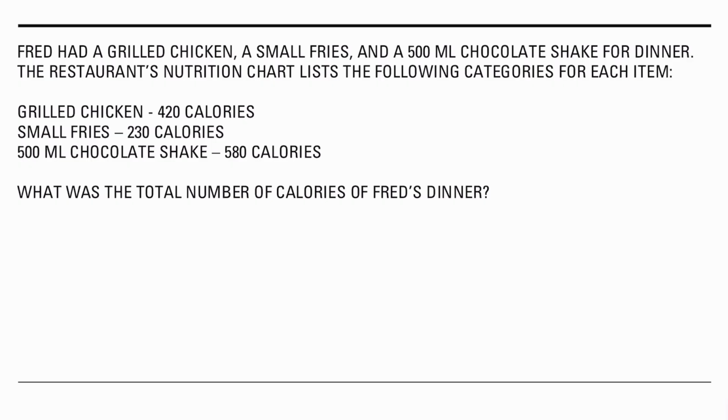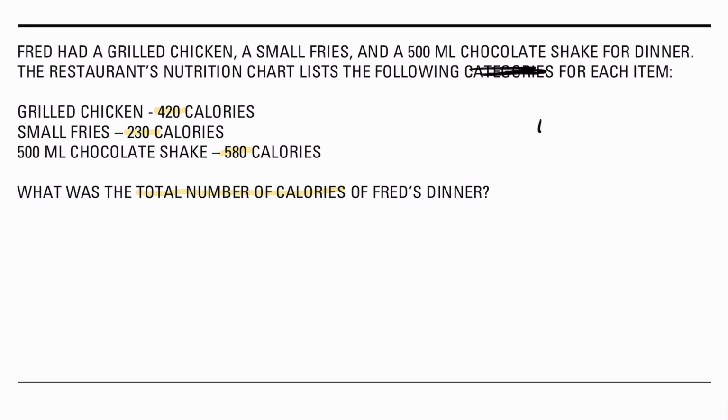Same thing here. Fred had a grilled chicken, a small fries, and a 500 ml chocolate shake for dinner. The restaurant's nutrition chart lists the following categories, should be calories, for each item. We've got the different calories there. What were the total number of calories of Fred's dinner? We would just do the same thing. My thought process here is, what are we looking for? We're looking for the total number of calories. Where do I have the calories? I've got them here, and he ate or drank each of those items.